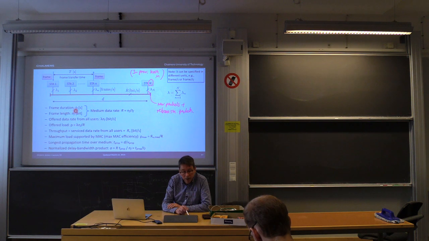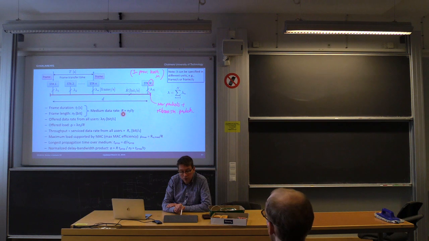Okay, so if we have some frame duration and some frame length, then we have a data rate which is available. These are related through the data rate of the medium. So R is equal to NF over TF. If one knows two of these, one knows the third.